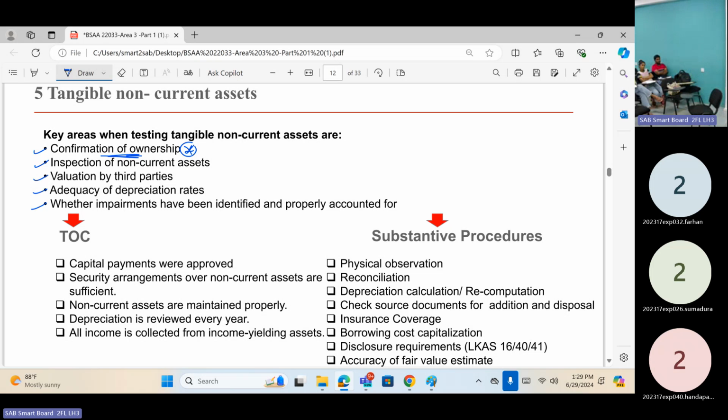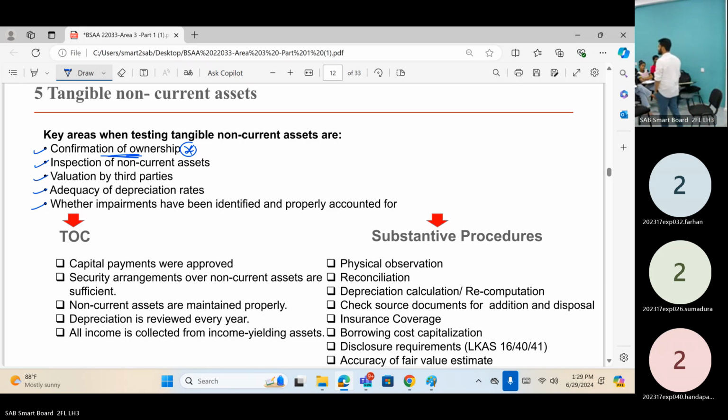Other than that, borrowing cost capitalization. What do you mean by that? As auditor, we need to evaluate the borrowing cost capitalization. I have not included it here, but that also should be included in between here. Borrowing cost.